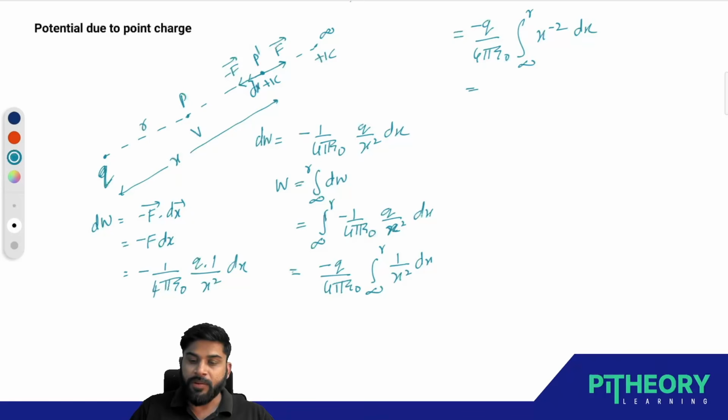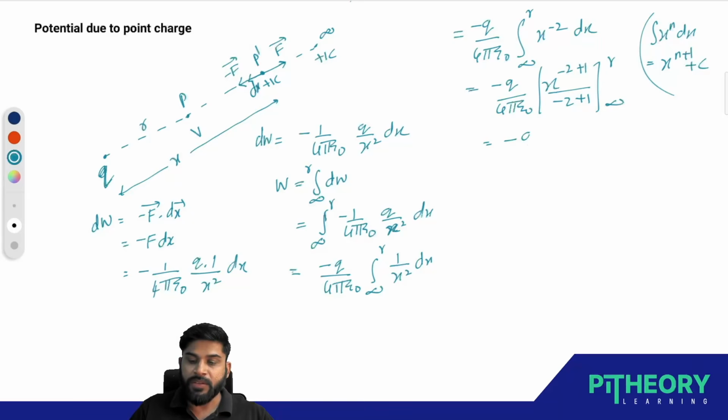And what will that be? Equal to minus q divided by 4 pi epsilon 0, integral of x to the power n. What is that equal to? Integral of x to the power n dx is nothing but x to the power n plus 1 over n plus 1, plus c. Okay, since we are working with limits, no need to consider this constant. So x to the power minus 2 plus 1 divided by minus 2 plus 1, with the limits from infinity to r.